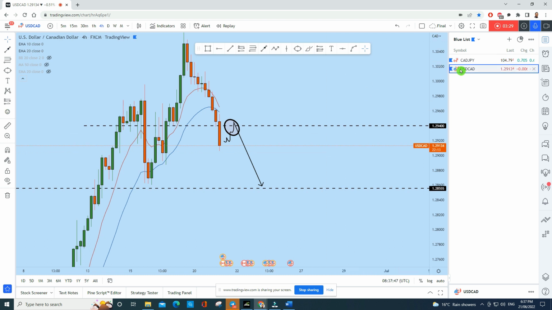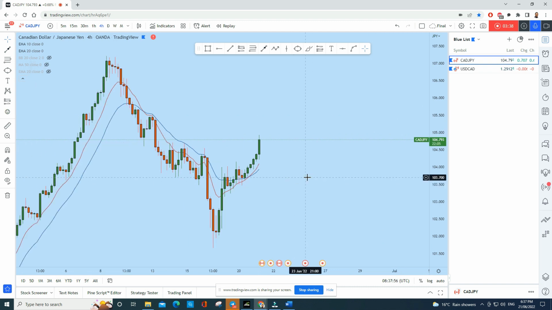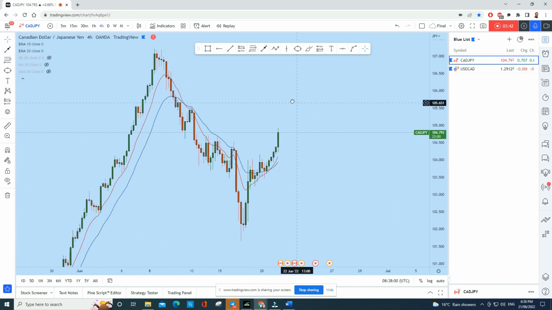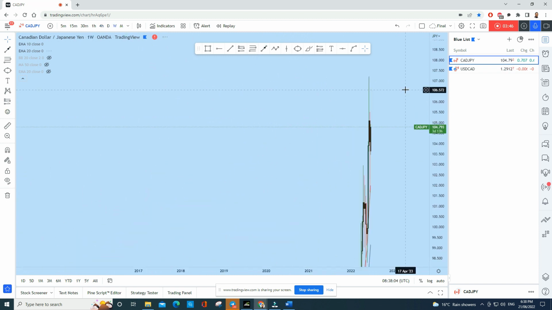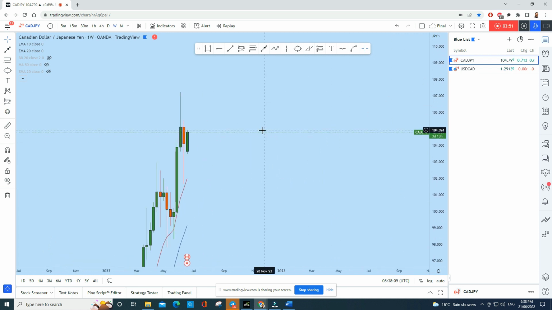Now let's see CAD JPY. Now as you see that CAD is getting much stronger and JPY is getting weaker, so CAD JPY is also creating a bullish momentum. Now as you see that this is an overall bullish market. If you look at the bigger picture, weekly, monthly, CAD JPY is without any question a strongly bullish market.